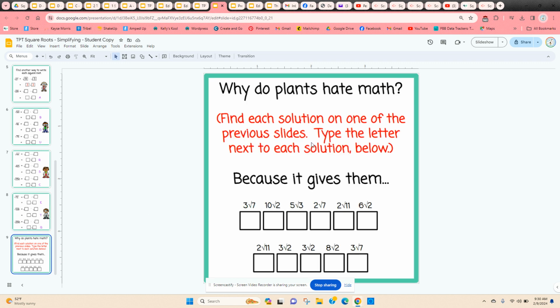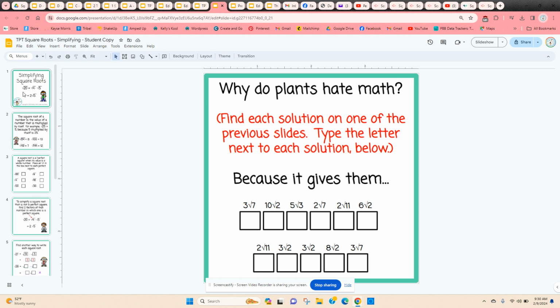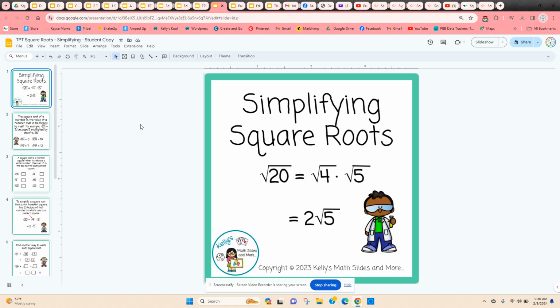Why do plants hate math? So they're going to find all of these answers on the previous slides, and they're going to type in that letter that was in purple. And if they've done it correctly, it should solve the riddle. So that is a digital lesson on simplifying square roots.